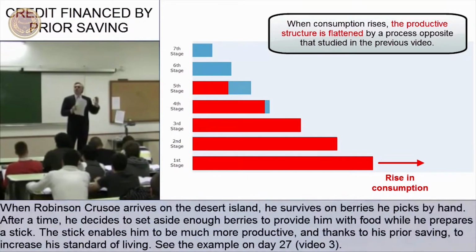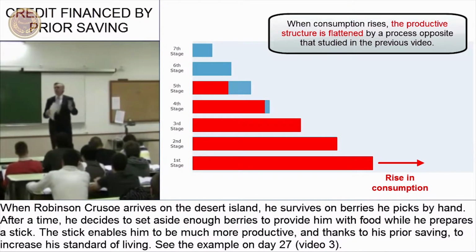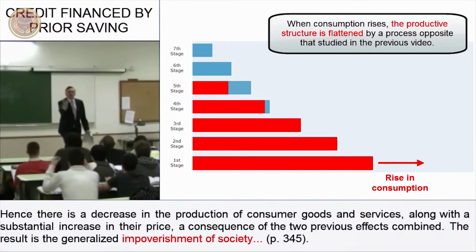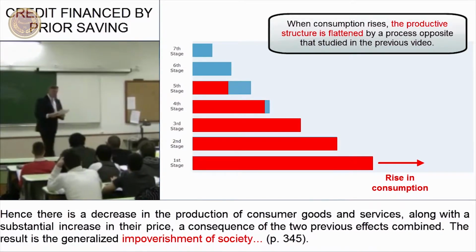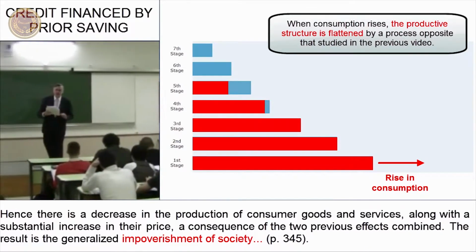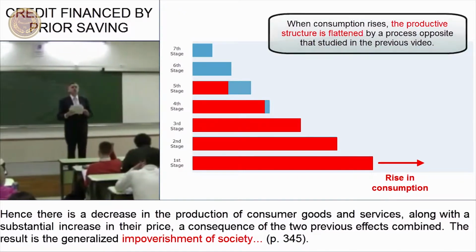The result is that the Robinson Crusoe with the stick will become the Robinson Crusoe who picked berries by hand. We may earn a lot in monetary terms, but we will be much poorer. Growth in consumption makes society poorer and reverses the whole saving process we have studied. Such growth brings the productive structure closer to consumption, reduces the number of capital goods stages, and results in the production of fewer goods and services and the impoverishment of all citizens. Such is the case of an economy in regression.